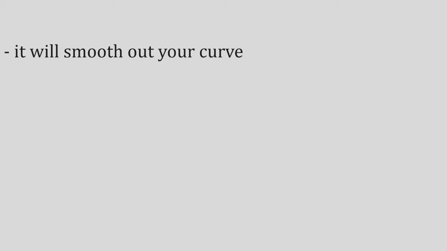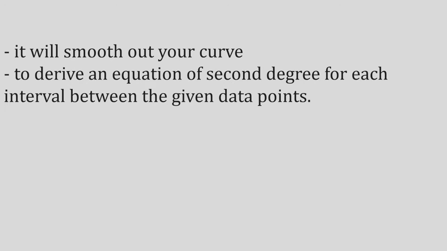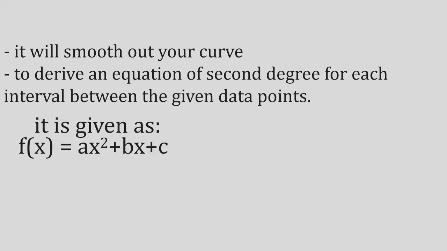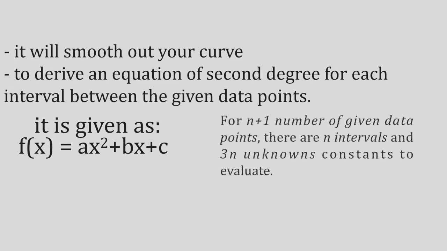Now, quadratic spline interpolation's goal is to derive an equation of second degree for each interval between the given data points. It is given as f of x is equal to ax squared plus bx plus c, also known as the quadratic equation. In every discussion, we have different goals to achieve for our listeners to understand the topic, and this is mine. For n plus 1 given data points, there are n intervals and 3n unknown constants to evaluate. I will do my best to explain in the simplest way possible what these conditions are all about.